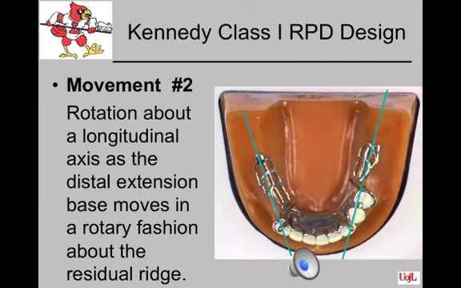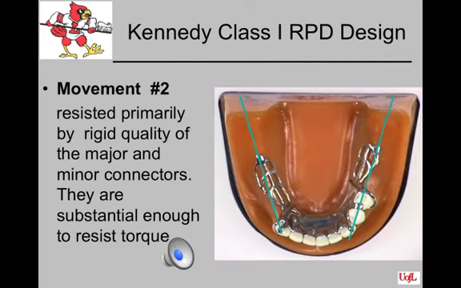For movement number 2, it's the rotation about a longitudinal axis as the distal extension moves in a rotary fashion about the residual ridges. Look at the arrows that show this rotation around each axis. This second movement is resisted primarily by the rigid quality of the major and minor connectors that are on the lingual of those remaining natural teeth. They are substantial enough to resist this torquing force.